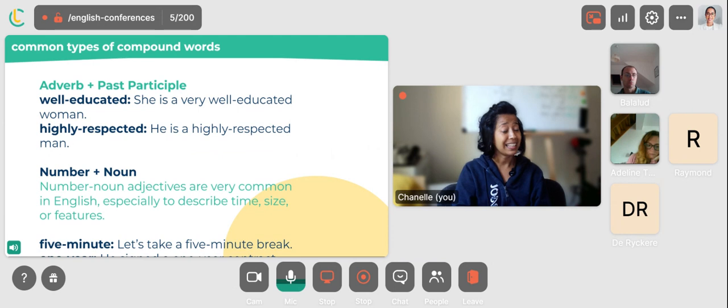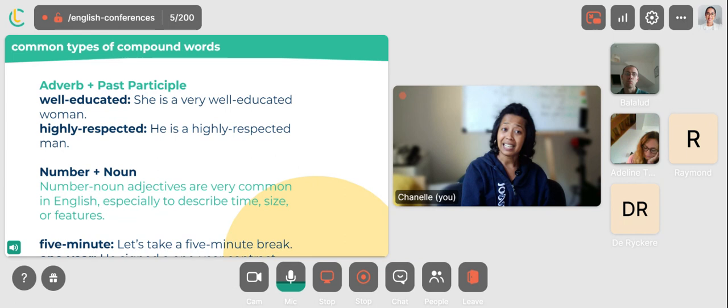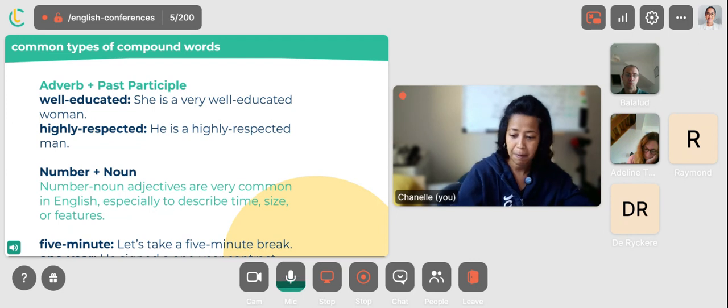You could also find an adverb and a past participle. Well educated. She is a very well-educated woman. Highly respected. He is a highly respected man. You get a number plus a noun. Number, noun, adjectives are very common in English, especially to describe time, size, or features.